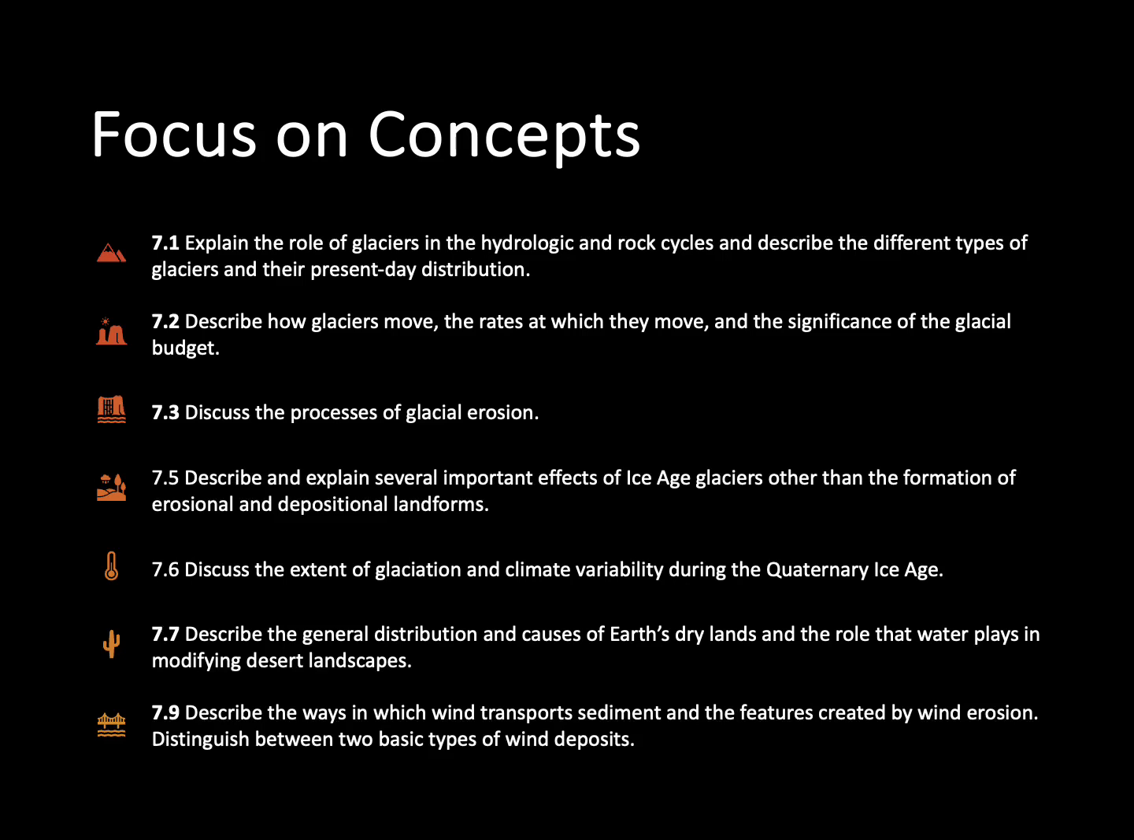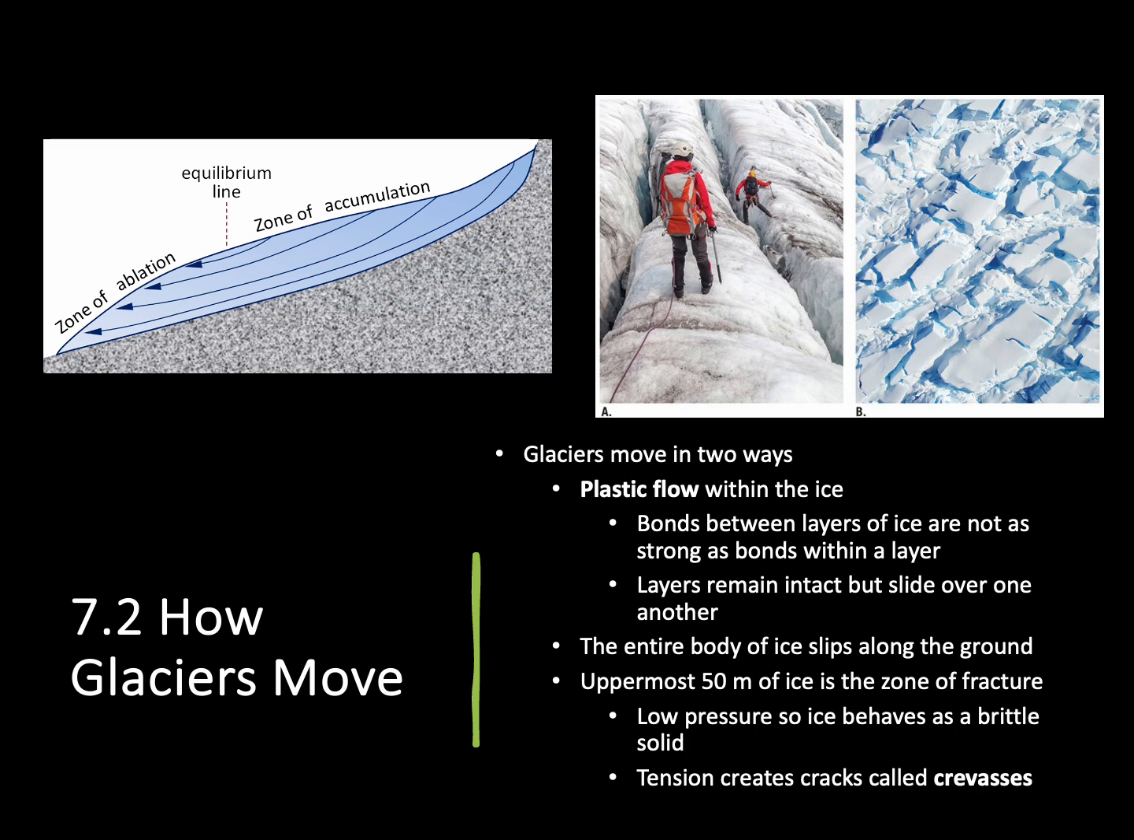In this video, we're going to talk about exactly how glaciers move, the speed at which they move, and the glacial budget, which has absolutely nothing to do with money, but instead all about ice. There are two possible ways that glaciers can flow. The first of which is called plastic flow, which is where we have sheets of ice that are flowing differently.